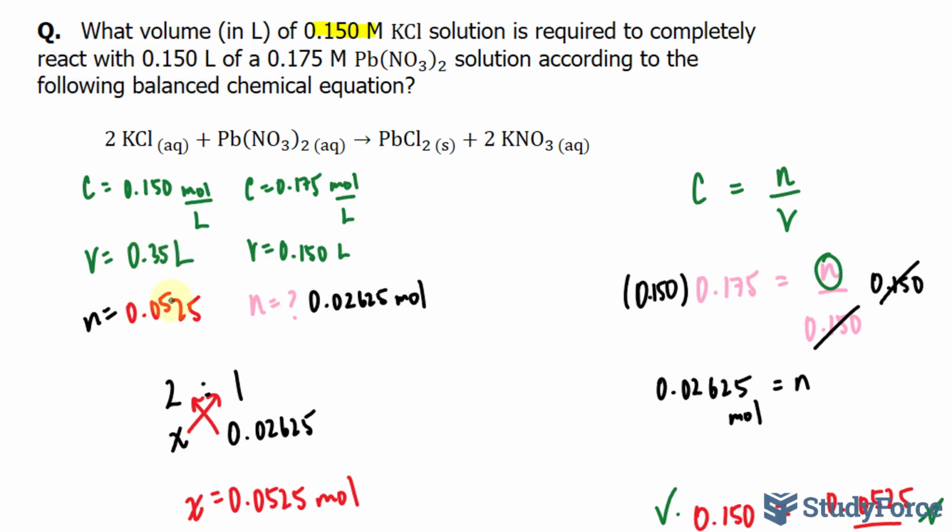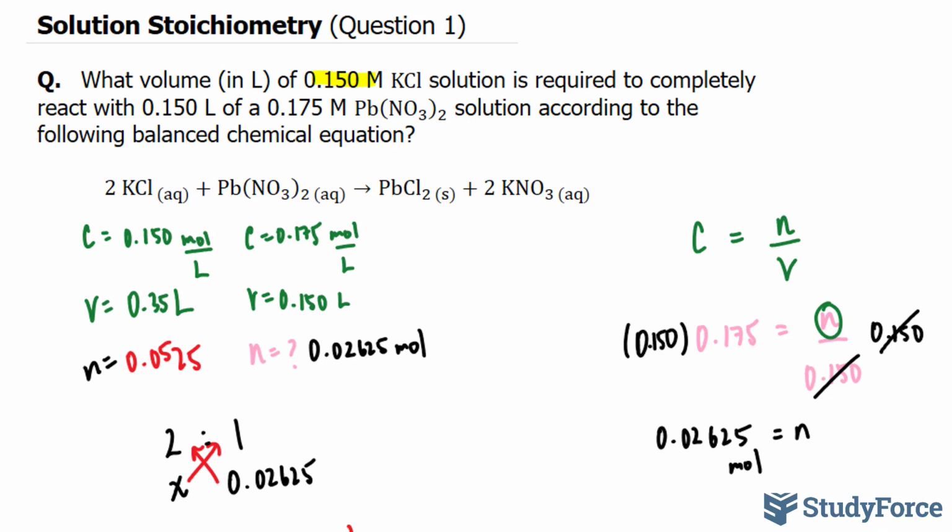So to answer this question, what volume is required? We need 0.35 liters of KCl in order to completely react with this amount of lead nitrate. And there you have it. That is how to solve solution stoichiometry questions. Make sure to watch question 2 for another example.